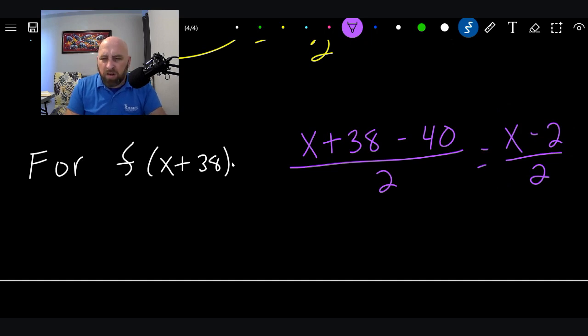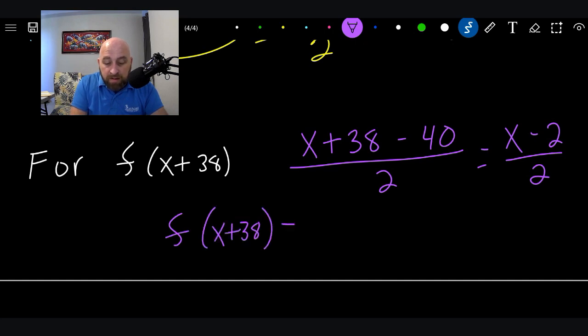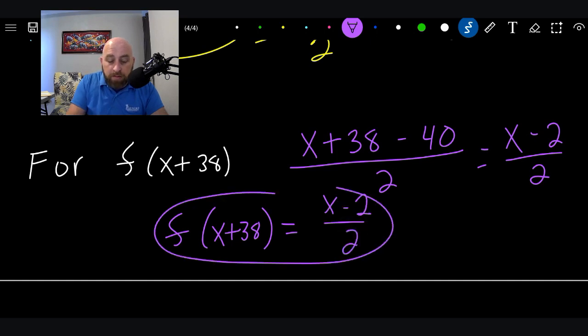You might say, no, that's more than one solution because I have an x, I have a minus 2. No. It's one solution. It's only one answer. Now, if we knew what x was, then we could plug that in, but we don't know what x is. So this one is going to be the function of x plus 38 is going to equal x minus 2 over 2. That would be your answer.